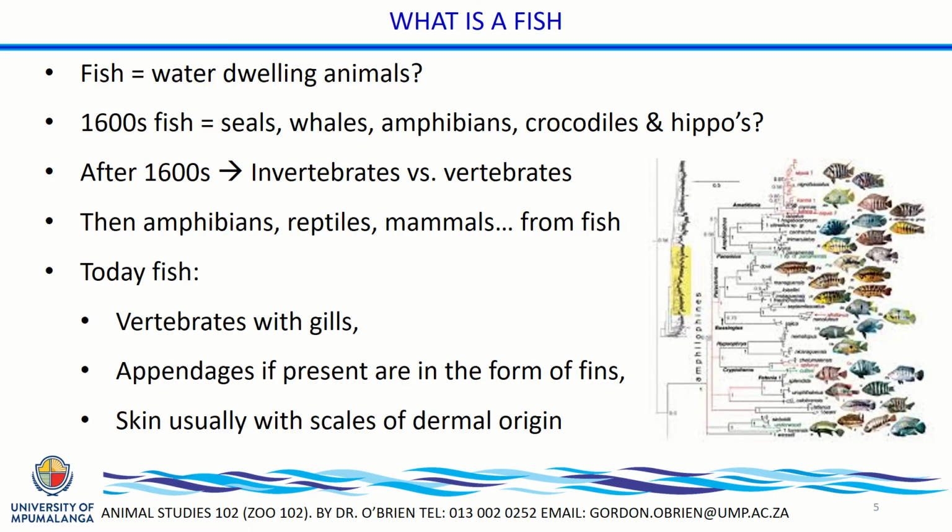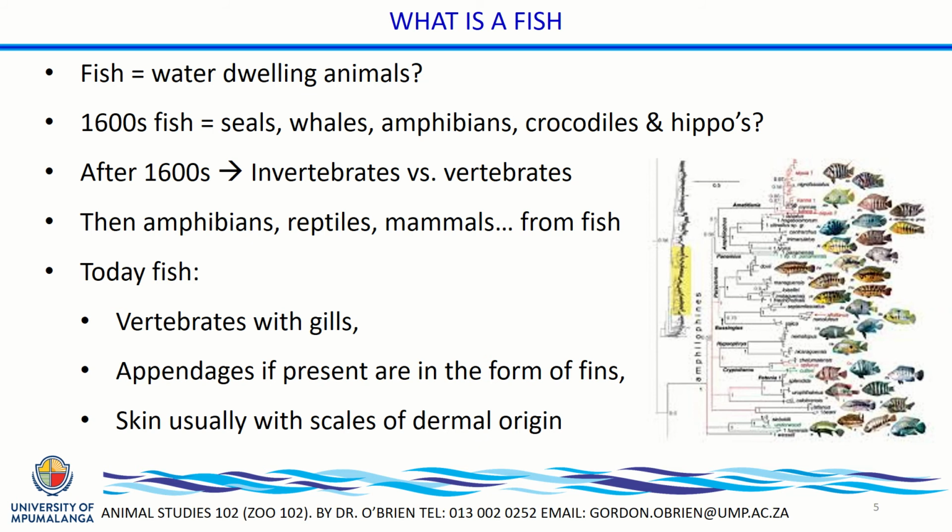Okay, fish are generally thought to be water-dwelling animals. But do you know that when they started coining the word fish, they included seals, whales, amphibians, crocodiles, and hippos. Even hippos were at some stage considered to be fish. So fish is a very dangerous word because you cannot refer to everything as a fish. Is a dolphin a fish? Yes. Some people say yes, some people say no. Dolphins are mammals, but we commonly refer to them sometimes as fish. So it's very difficult. Dolphins are not fish, they are mammals.